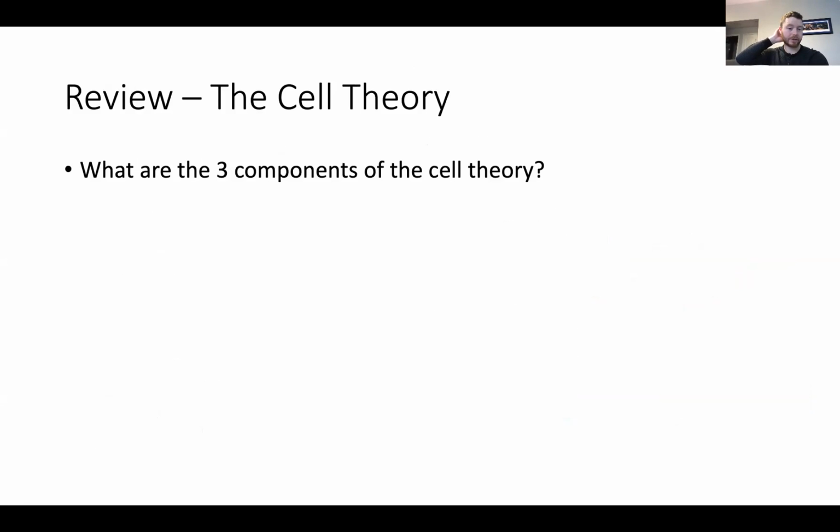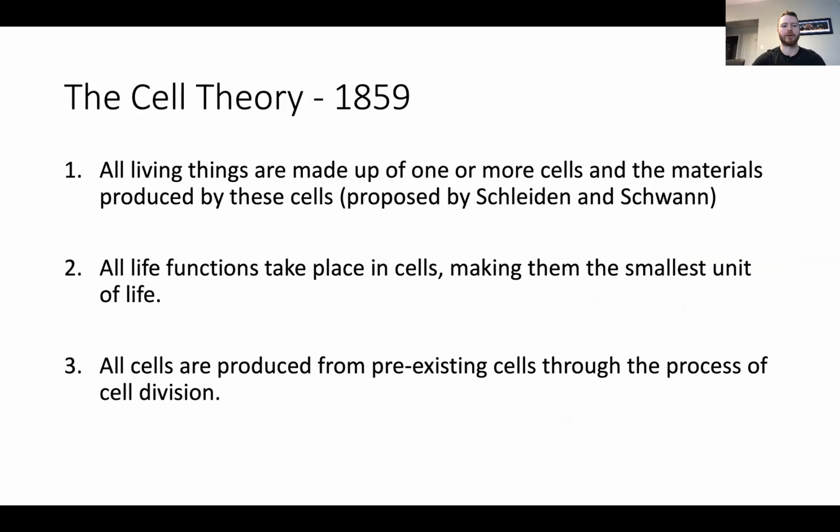So just some review of the cell theory. Just take a second here to try to remember what the three rules or components of cell theory are. The first one being all living things are made up of one or more cells, and the materials produced by these cells. So cells make up organisms. This was proposed by Schleiden and Schwann. Make sure you underline that or put a star beside that. Make sure you know that that was Schleiden and Schwann's hypothesis.